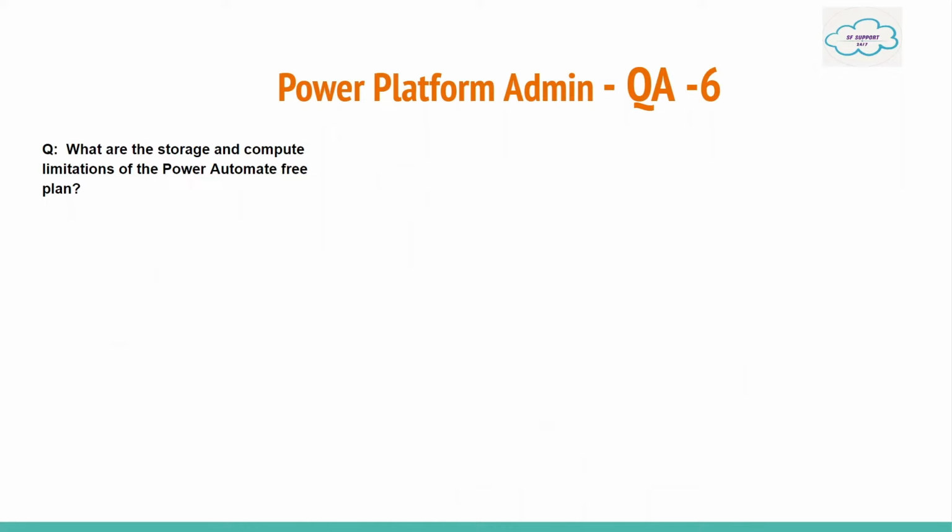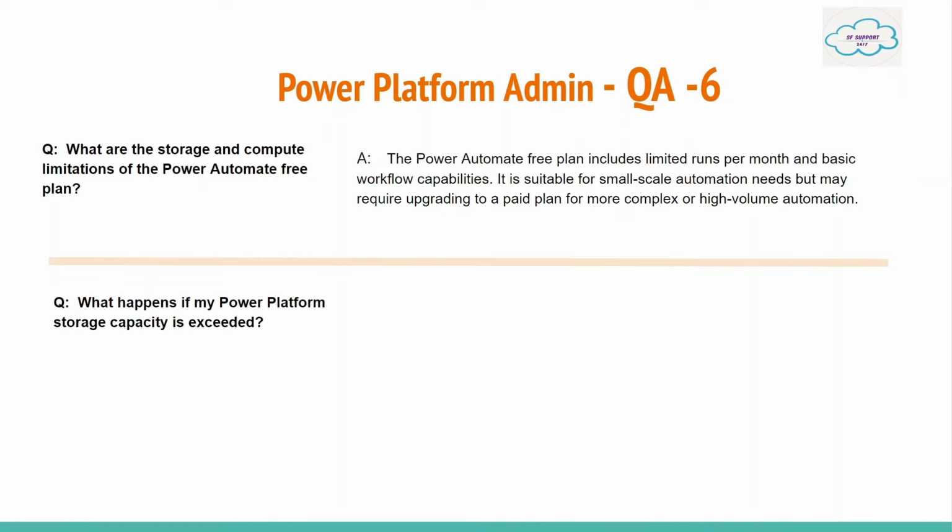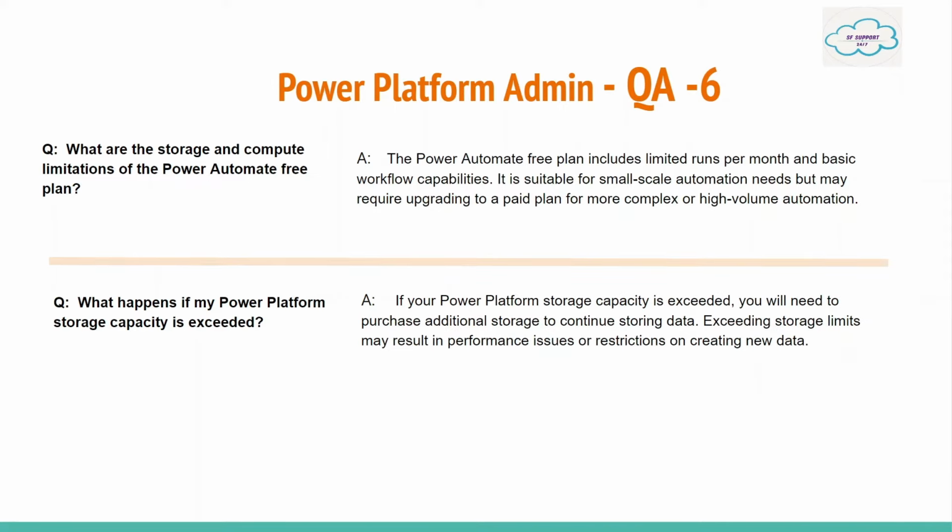Question: what are the storage and compute limitations of the Power Automate free plan? The free plan includes limited runs per month and basic workflow capabilities. It is suitable for small scale automation needs but may require upgrading to a paid plan for more complex and high volume automations. Question: what happens if Power Platform storage capacity is exceeded? You will need to purchase additional storage to continue working with and storing data, and exceeding storage limits may result in performance issues and restrictions on creating new user data.